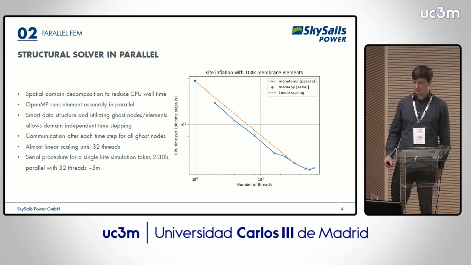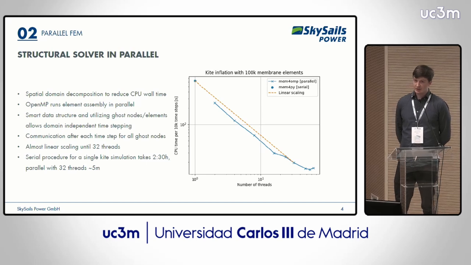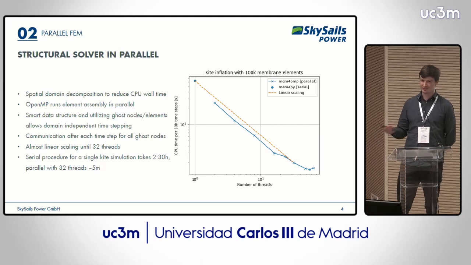And I was very surprised about the results. On the right-hand side, you can see the blue dot is the old solver. The orange line is a linear scaling, which means if you double the amount of CPUs, then you would halve the computational time. And the new solver is actually behaving quite linearly until approximately 32 threads in this case. So in practice, this means that we can reduce the computation time from 2 hours and 30 minutes to approximately 5 minutes. So for me, it's great because I don't have to wait a whole day for the FSI simulation.